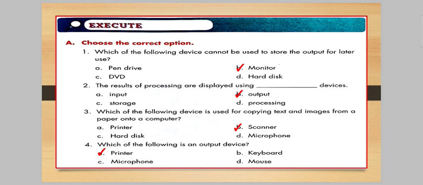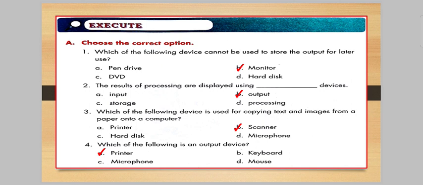Next is which of the following devices is used for copying text and images from a paper onto a computer. Option B is the correct answer, scanner. Scanner is used for copying text and images from a paper onto a computer. Next is which of the following is an output device: printer, keyboard, mouse and microphone. Printer is the output device, but keyboard, microphone and mouse are examples of input devices. So option A is the correct answer.